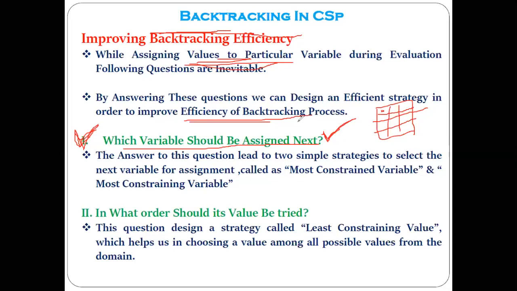Which variable should we choose next, so that the number of backtracks can be reduced? Based on this question, there are two techniques available that we are going to discuss in the next lecture. The first technique is the most constrained variable, and the second technique is the most constraining variable. You just keep this in mind.